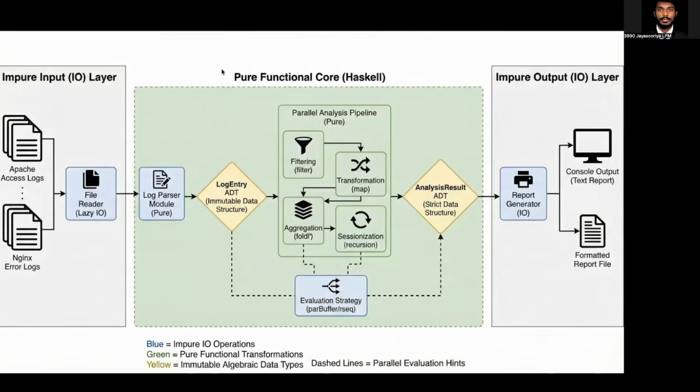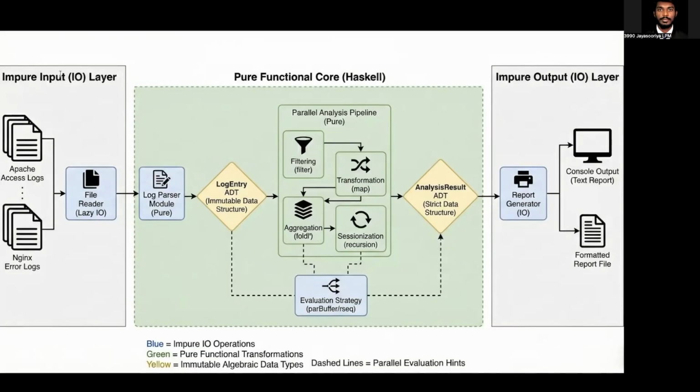Next we go to the server log analyzer architecture. The red areas are the dirty parts of the system that interact with the outside world. And the green areas are the sanctuary of our logic. It is pure, meaning the functions behave predictably: the same input always gives the same output, and there are no side effects. This makes the system incredibly reliable, testable, and readable.